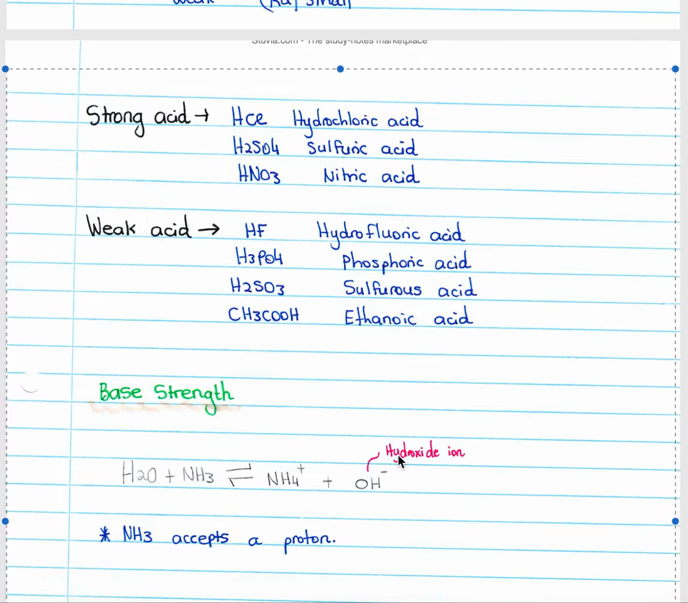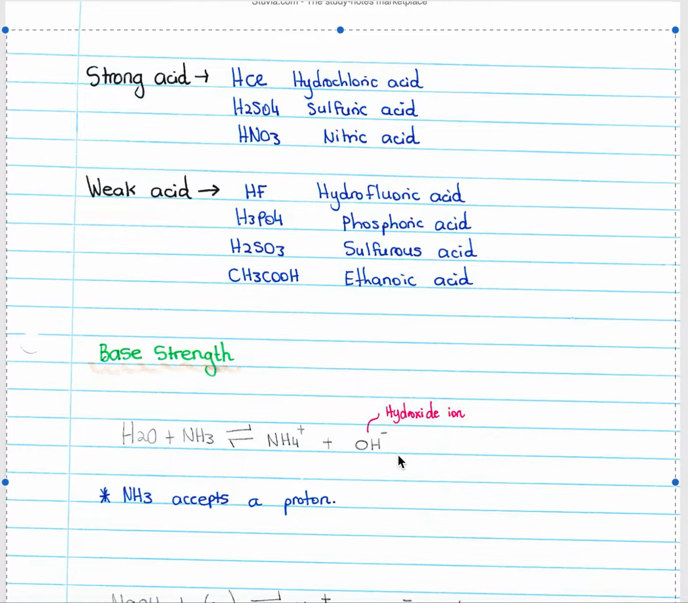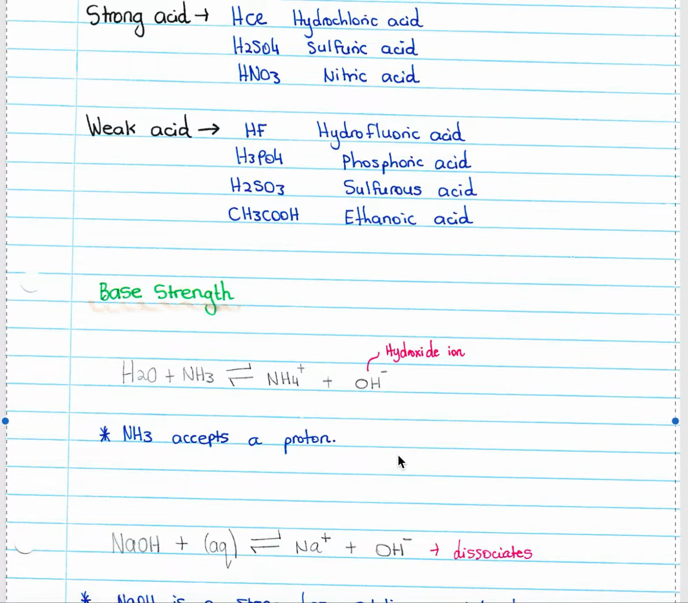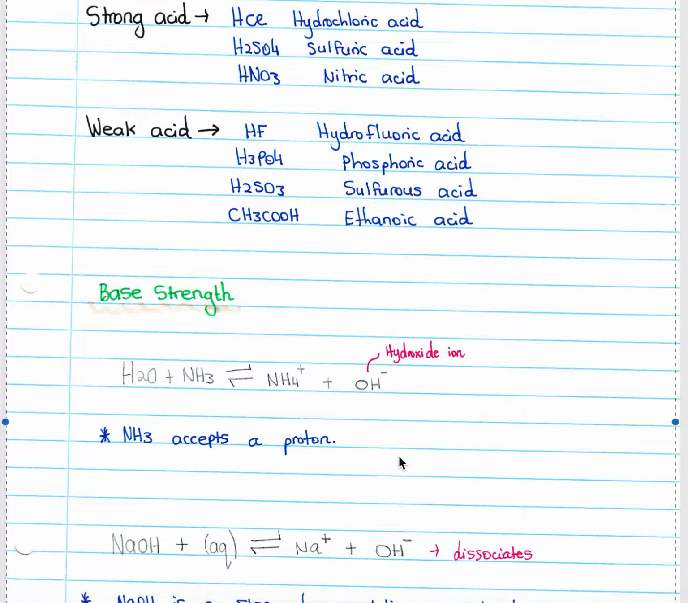Now, if we look at strong acids and weak acids, these are things that you will need to know. HCl, hydrochloric acid, you will need to know is a strong acid. H2SO4, sulfuric acid, you will need to know is a strong acid, as well as nitric acid, HNO3. Whereas weak acids, which are ones which will not ionize fully in water, are hydrofluoric acid, phosphoric acid, sulfurous acid, and ethanoic acid.